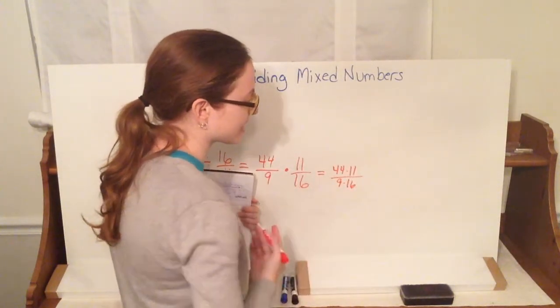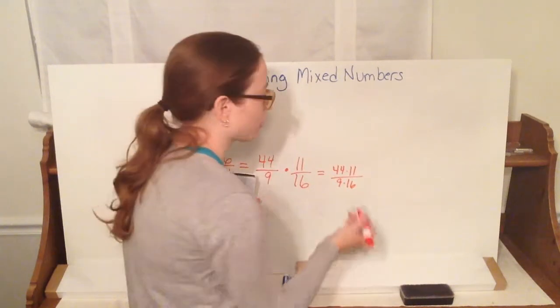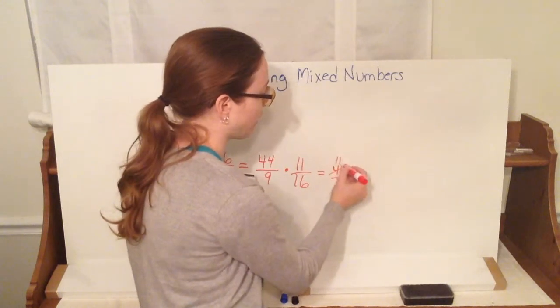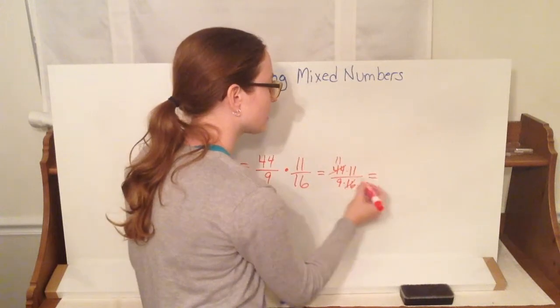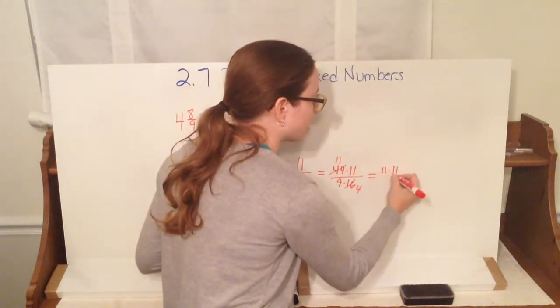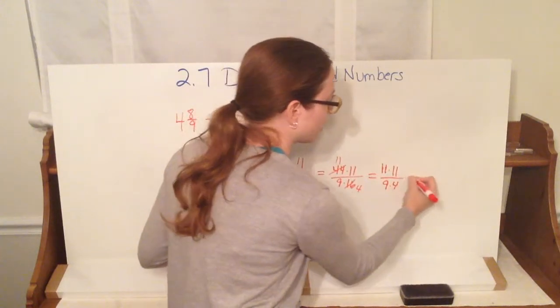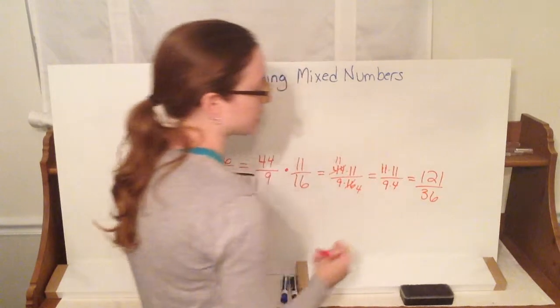Between 44 and 16, it's not a big one, but there is a 4 in both of those. So when I reduce 44 by 4, I get 11. When I reduce 16 by 4, I get 4. So I get 11 times 11 over 9 times 4, which is 121 over 36.